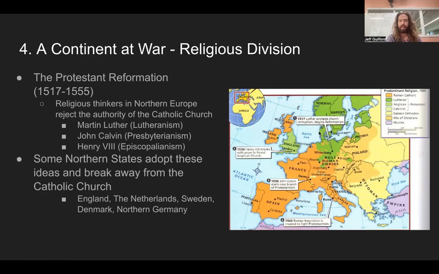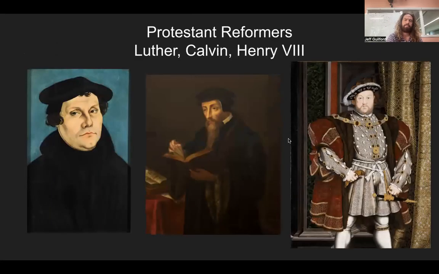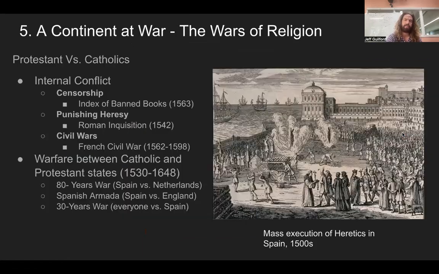Here's a map showing the different religions. The dark orange is Catholic, and the green is Protestant. Now, here are some pictures. That's Martin Luther there, that's John Calvin, and that is Henry VIII looking proud. These are the three big guys who developed Protestant ideas in the early 1500s.